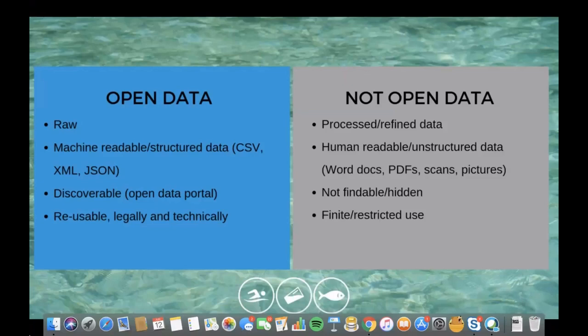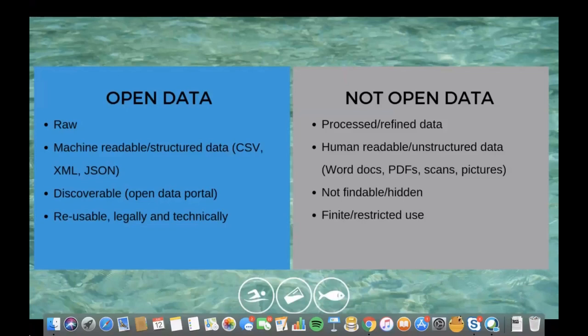It needs to be discoverable. The best example is an open data portal. You'll see that in a lot of big cities. A lot of governments have an open data portal where anybody can go and access any number of data sets. Not open would be if people can't find it, or can't access it.